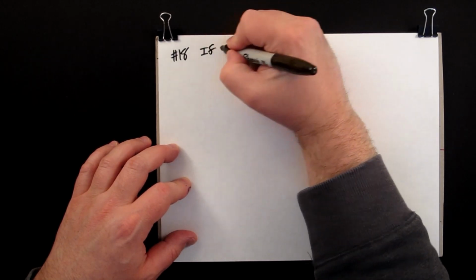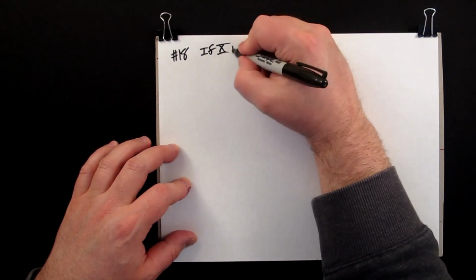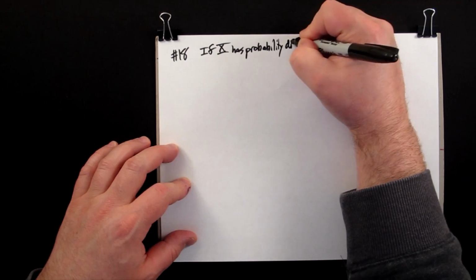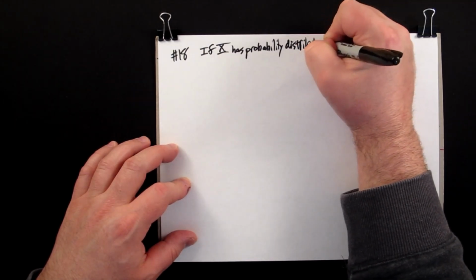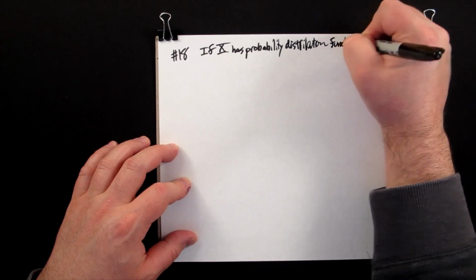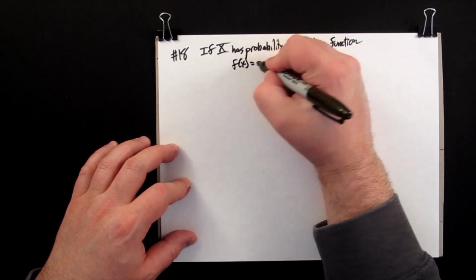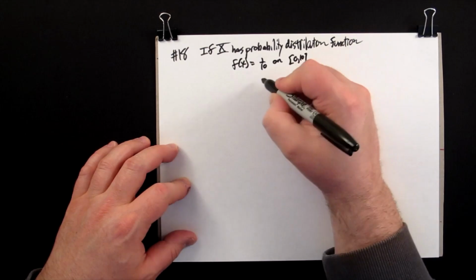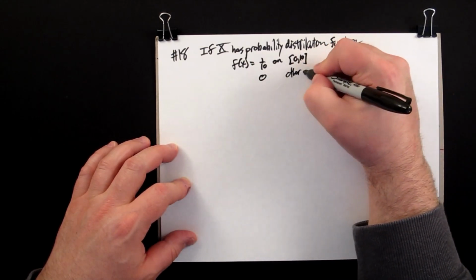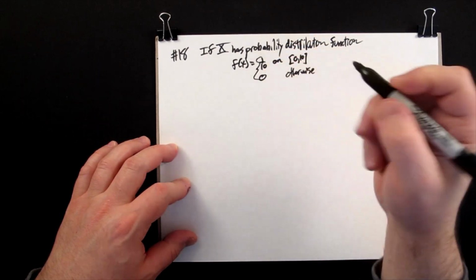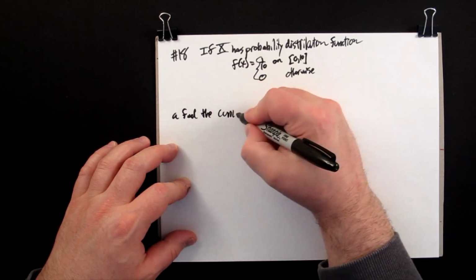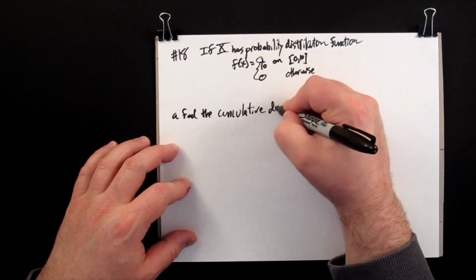Number 18. If we have x as a probability distribution function f of x equals 1/10 on 0 to 10, and then it's 0 otherwise, find the cumulative distribution function.